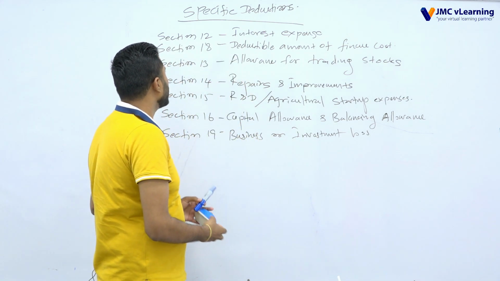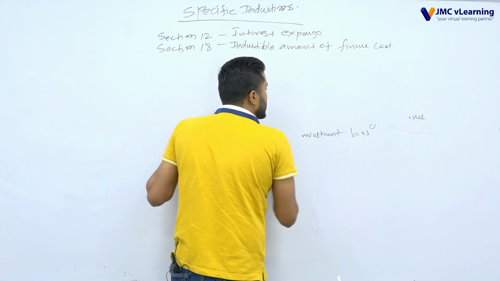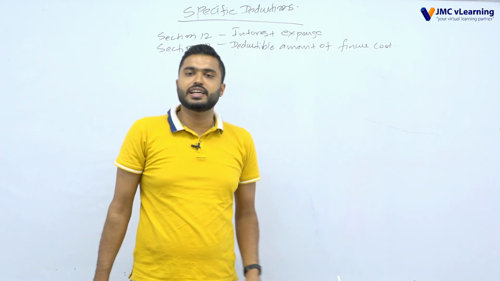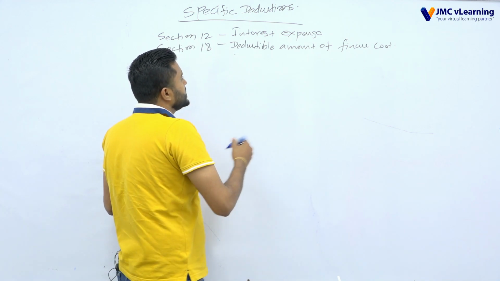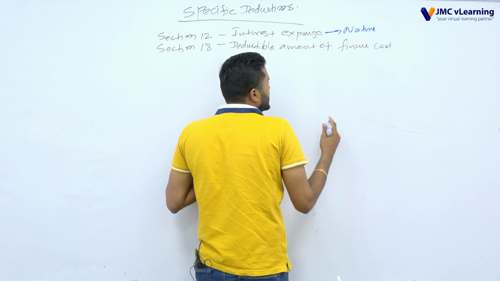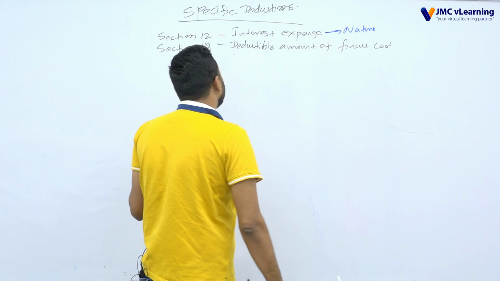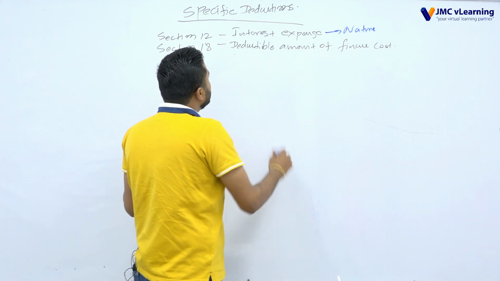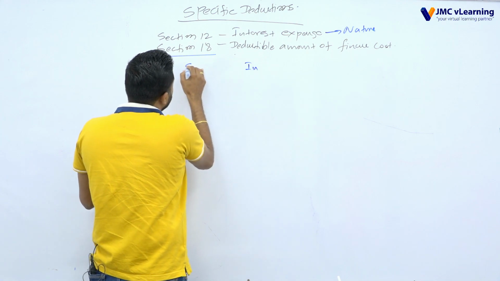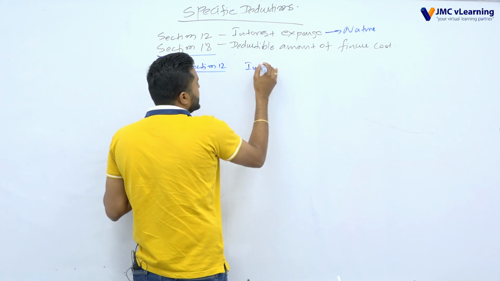I will take the first one, sections 12 and 18. Section 12 discusses which nature of interest expense you can deduct as an expense. Section 12 does not deal with the amount. How much you can deduct as a finance cost or interest expense is dealt with by section 18. Section 12 is a very small part, but very important.